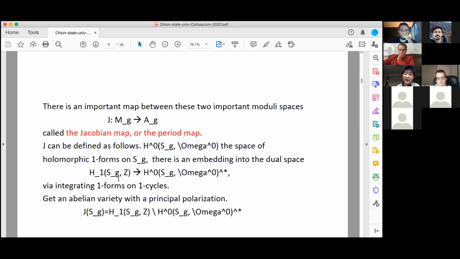This turns out to be an embedding. So this is a complex vector space C^g. Here we have a lattice, so the quotient is a complex torus. It turns out there is a natural principal polarization. So we get the Jacobian variety. That's the map: I map every Riemann surface to its Jacobian variety, which is an abelian variety with a principal polarization.